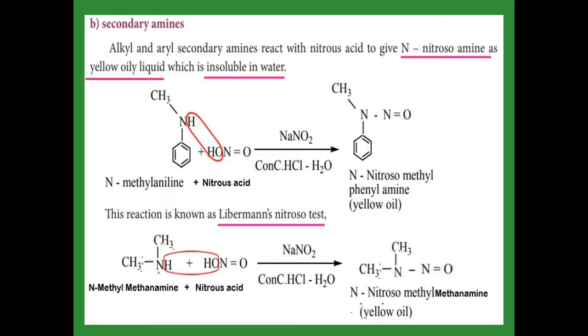When a secondary amine is reacted with nitrous acid, it gives N-nitrosoamine. It is a yellow oily liquid. It is insoluble in water. First of all, see the aryl secondary amine. For example, N-methyl aniline. It contains aryl as well as methyl, so it is a secondary amine.